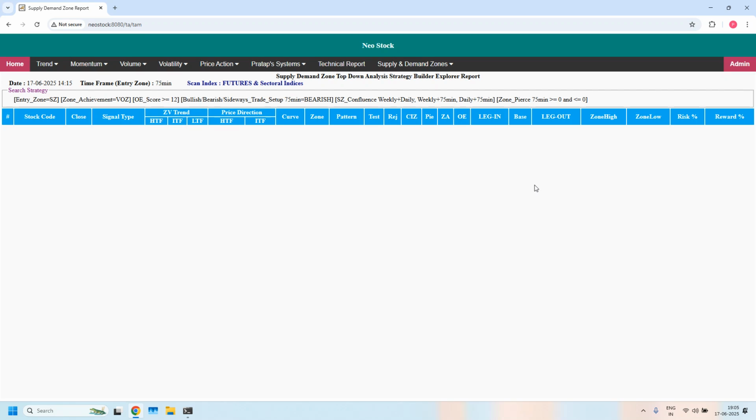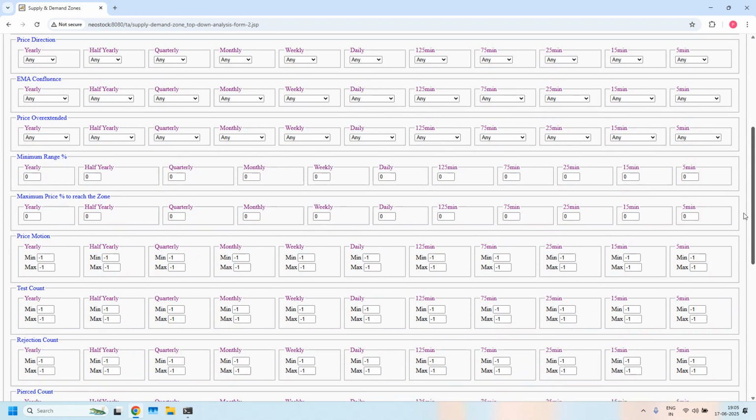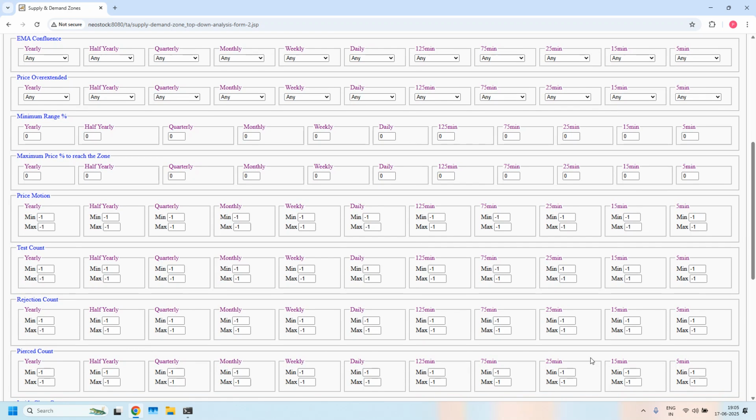Next, we will look into daily income trade reports. For daily income trade, entry time frame 15 minutes, entry zone, demand zone, and this is for sideways long trade setup. So in bullish or bearish or sideways at 15 minutes, I am selecting sideways long. Zone achievement violated, opposing zone, minimum odd enhanced score 11, and 15 minutes demand zone should not be pierced. So in the pierced count at 15 minutes time frame, minimum value 0, maximum value 0.